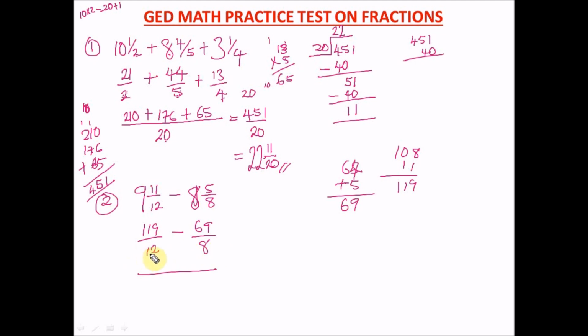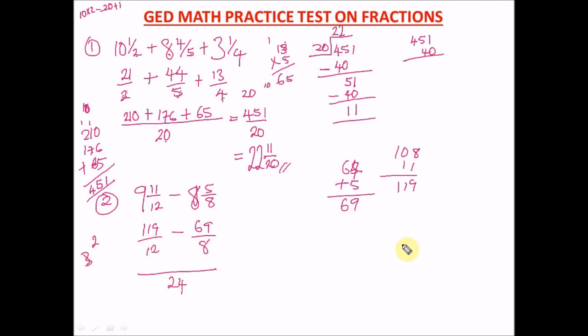Okay, let's see. What number can we divide 12 by, and at the same time divide 8 by, without having a remainder? The best number here would be 24. Why did I pick 24? Because 24 divided by 12 goes 2 times, and 24 divided by 8 goes 3 times, without any remainder. So 24 is the LCM of what?